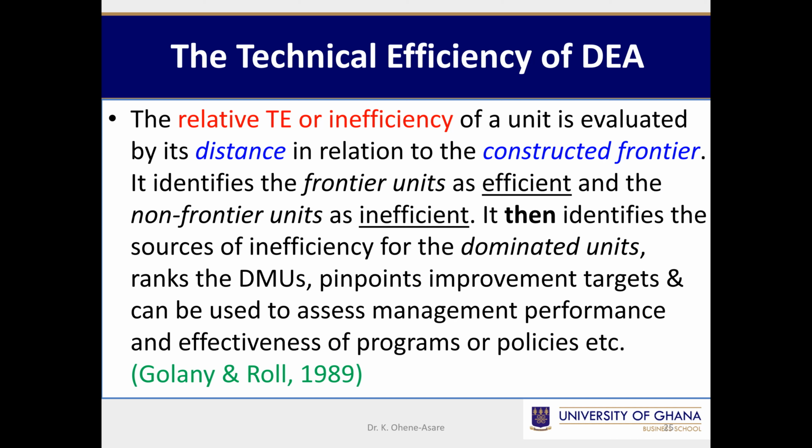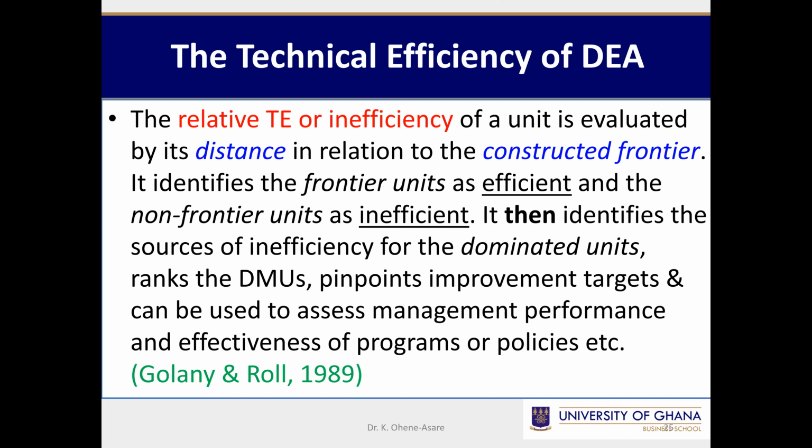So once those firms that are on the frontier have been identified, it will now determine the sources of the inefficiency for those firms that are not on the frontier, the inefficient firms. We call them dominated. It will determine their inefficiency. Because you don't just tell me my score, tell me how inefficient am I. Then it will rank all the firms. It will identify those that should improve and where they should go to, their target that will show their improvement.